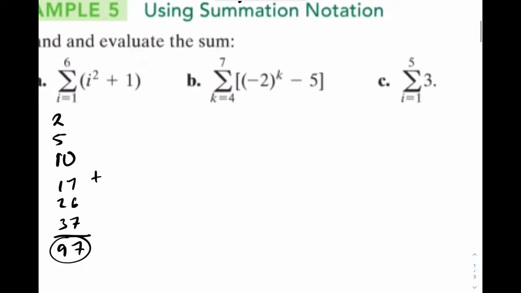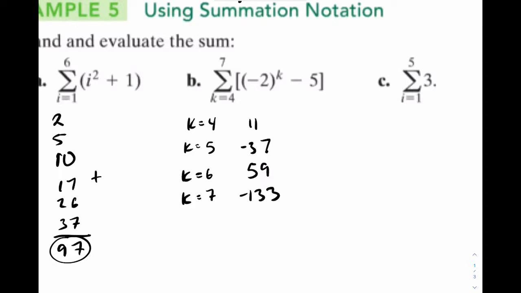So let's go to B. It's a start at 4. So plug in 4. That would be 16 minus 5, which is 11. Now plug in 5. That's negative 32 minus 5. That's negative 37. Plug in 6. That's 64 minus 5, which is 59. Now plug in 7. And that would be negative 128. So negative 133 is your final answer. Now add them all together, and we get negative 100 as your answer.